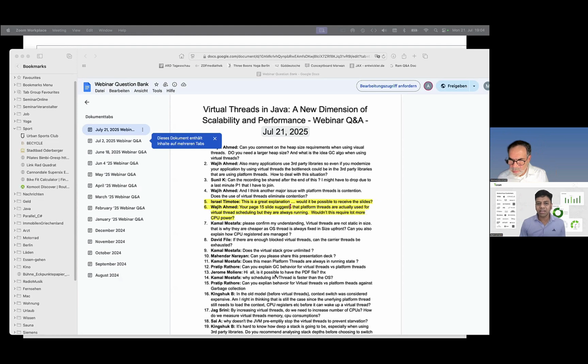Yeah, I think Anya, now you can ask what you're about to ask. Yes, Marwan, you skipped 5 and 6. I'm sorry. I highlighted it. So 5. This is a great explanation. Yes, would it be possible to receive the slides?